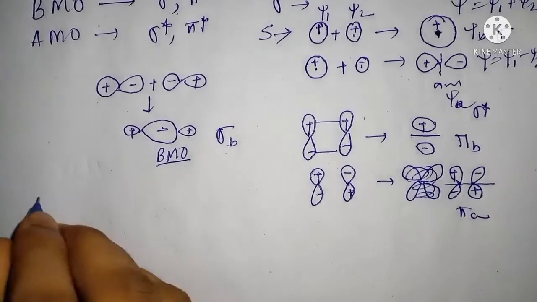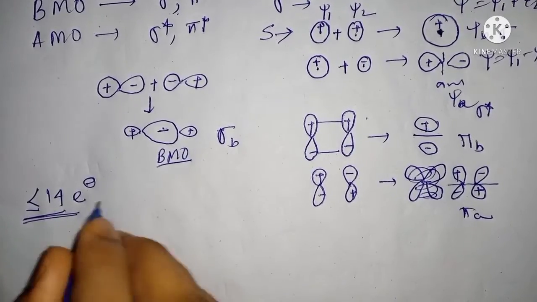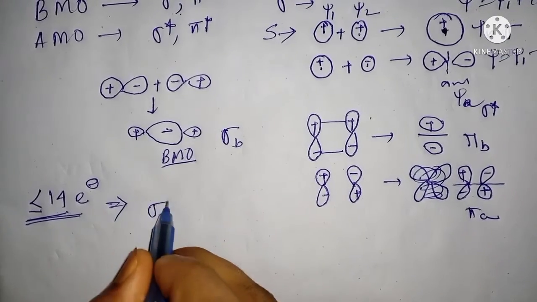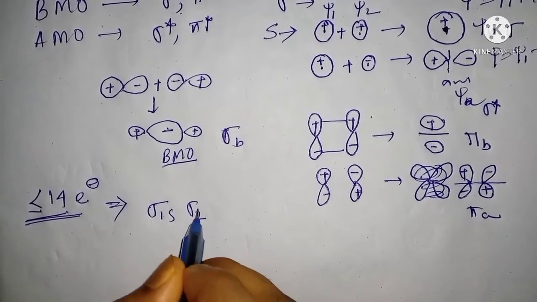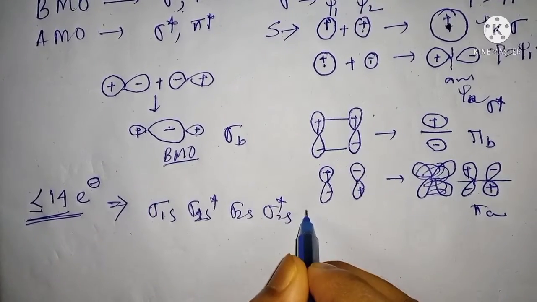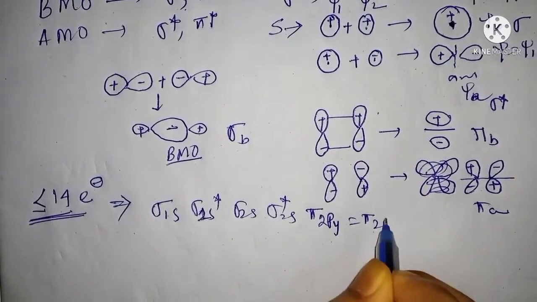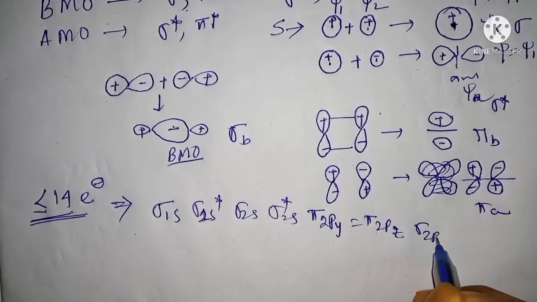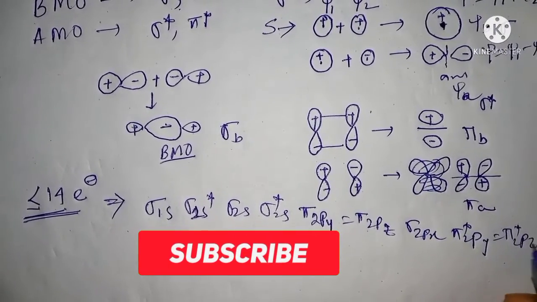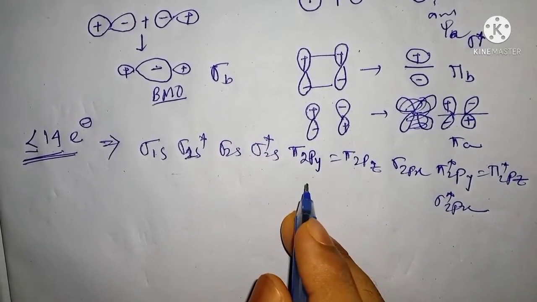Now the trick is that if there are less than or equal to 14 electrons, that is 14 or 13 and less, the molecular orbital order is sigma 1s, sigma star 1s, sigma 2s, sigma star 2s, pi 2py equal to pi 2pz, sigma 2px, pi star 2py equal to pi star 2pz, and sigma star 2px. Remember this and you can solve any type of question.